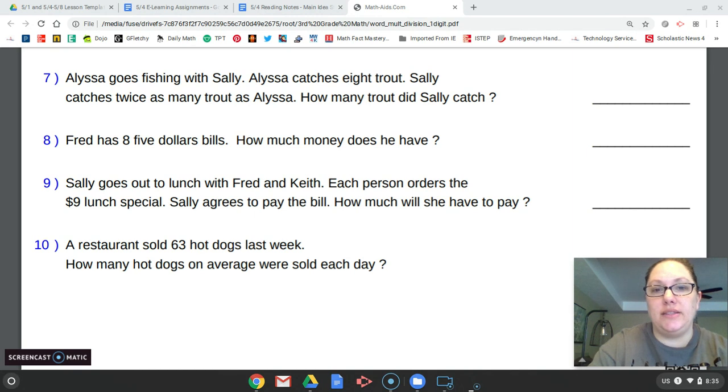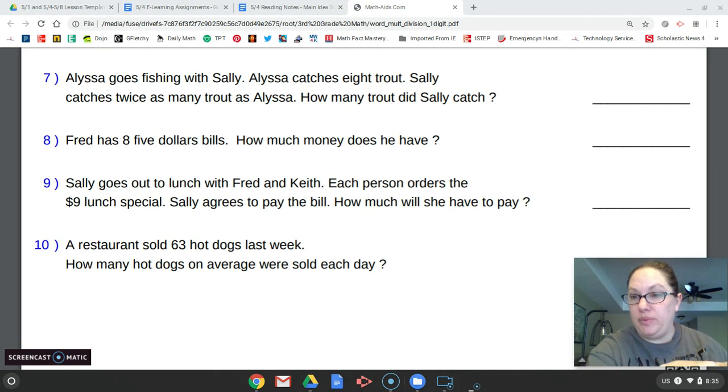Okay, so I noticed that they said each person pays $9, but Sally is supposed to pay for everybody. She agreed to pay the bill. So if she's paying for everybody, that means they want us to find out the total. So if we are finding the total, that means we're doing multiplication, okay?